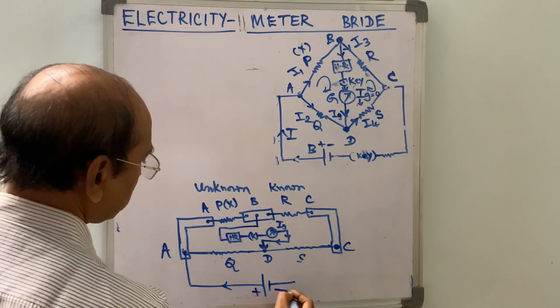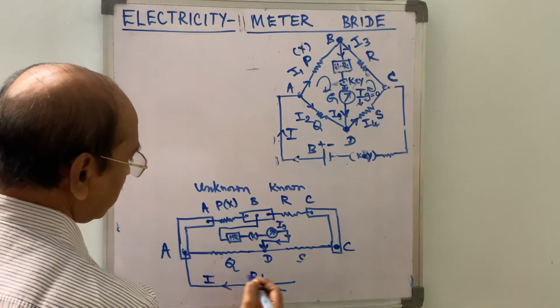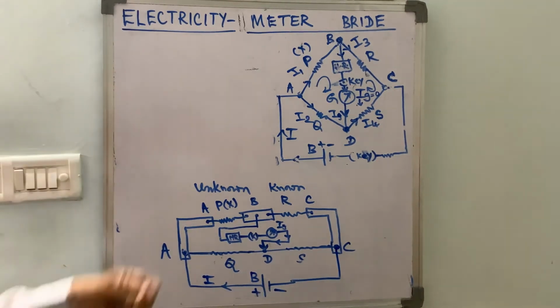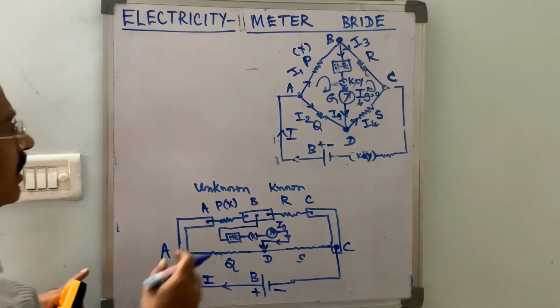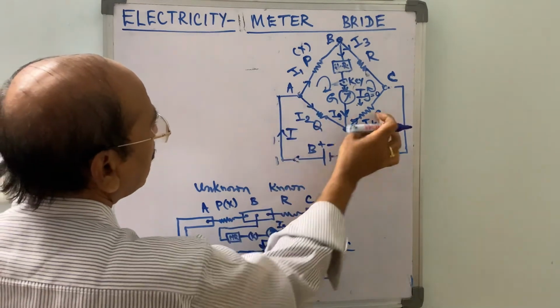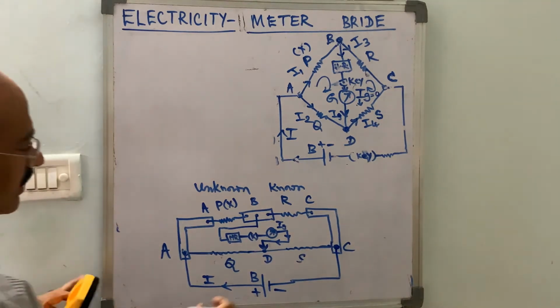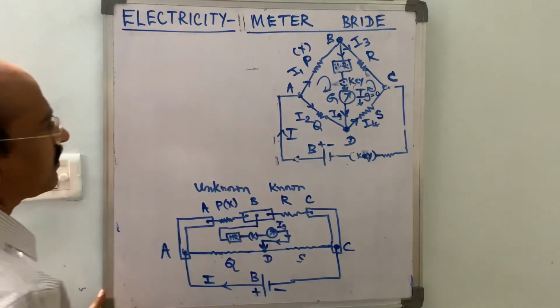This is the positive terminal, negative terminal, battery B. This is current I. The same circuit is arranged in this meter bridge form, where the two resistance lengths Q and S total 1 meter. When the circuit diagram is connected like this, it is analogous to this Wheatstone bridge.